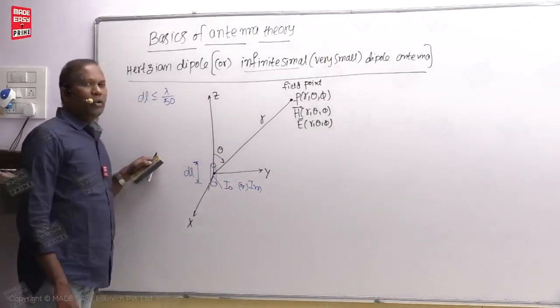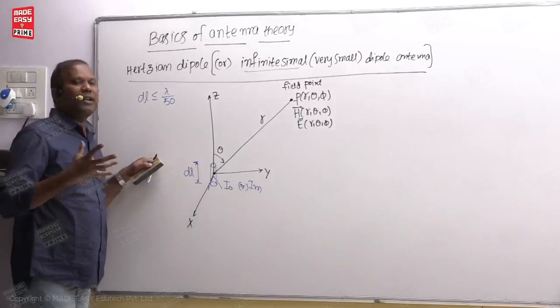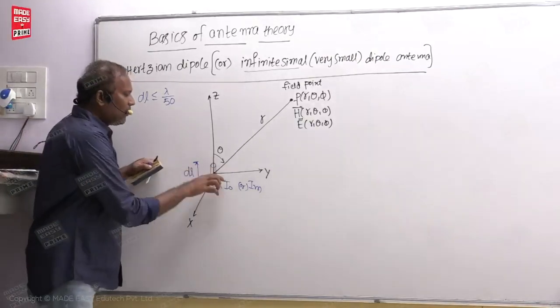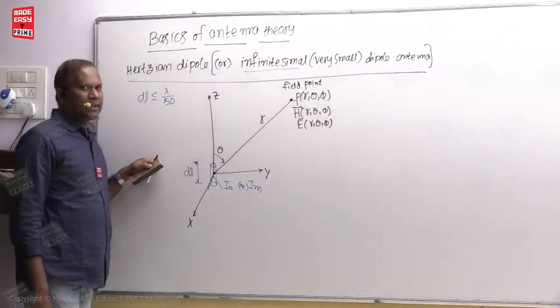So I0 or otherwise IM, that is the maximum value, uniform current is given to this. Uniform means what, student? Not a function of distance. Not a function of distance means what? At any height you will see that current only, constant current you will see.